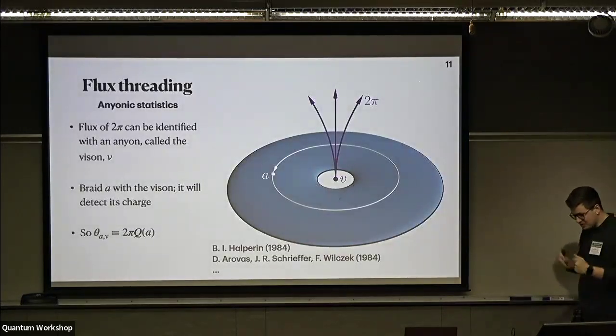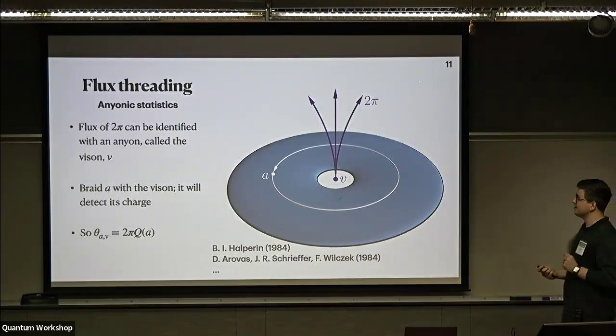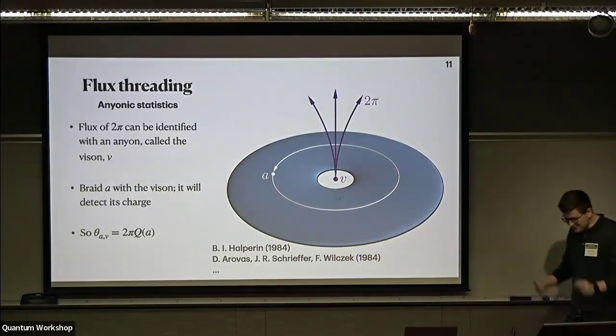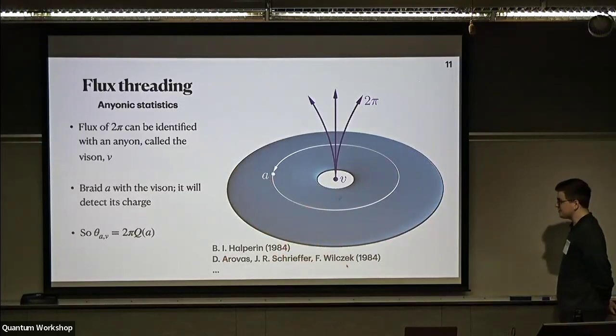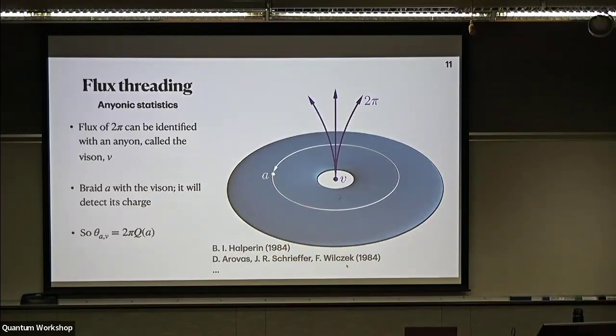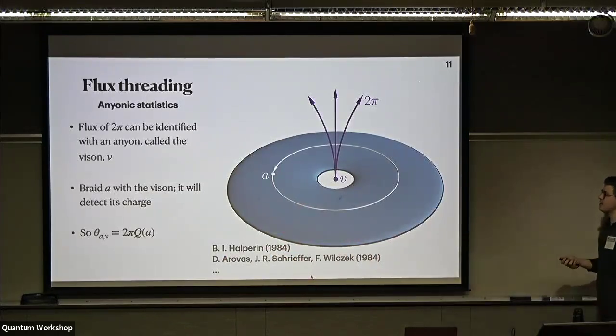Okay, so we have our setting. We're looking for our topological order and we know the rules, or at least we know the references where the rules are contained. So that was the situation I found myself in. Now we can look back at, for this field, maybe not ancient history, but look at these classic seminal works from Halperin, Arovas, Schrieffer, Wilczek, many others. And we can look back at them in the framework of these anyon theories.